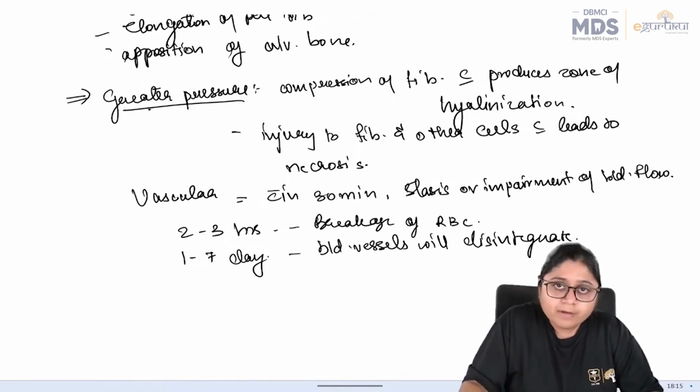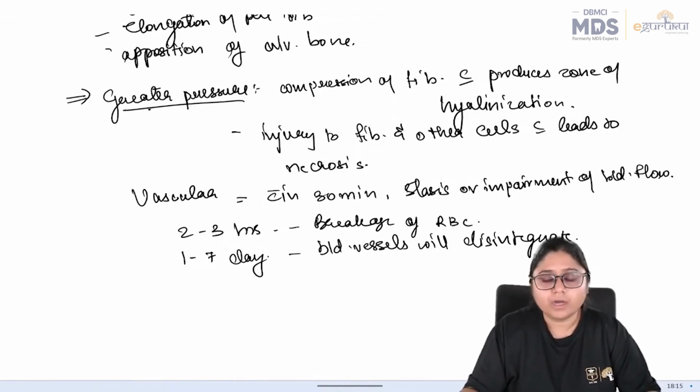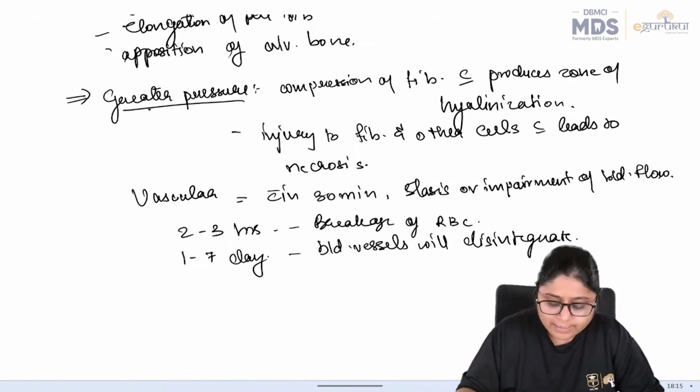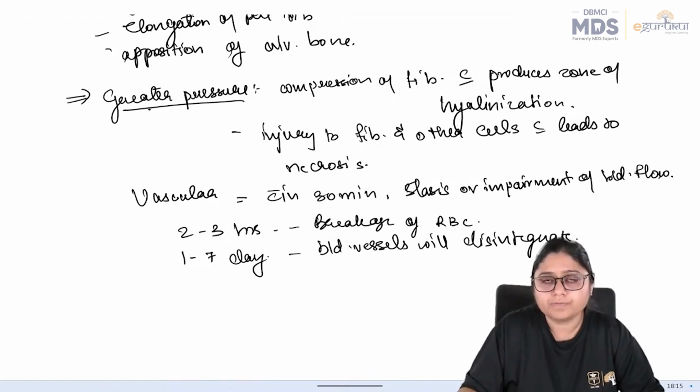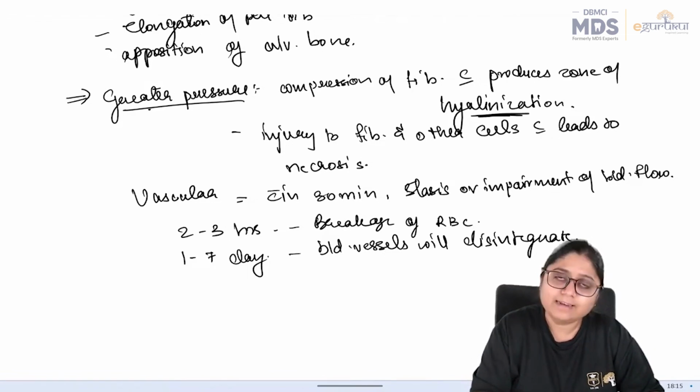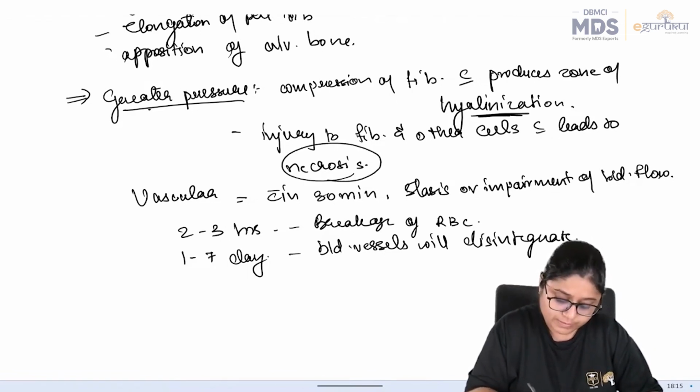So if a tissue is not getting a blood supply, then there is necrosis of the tissue. So finally, between 1 to 7 days, depending upon how much greater the pressure applied, there will be hyalinization initially and then necrosis.